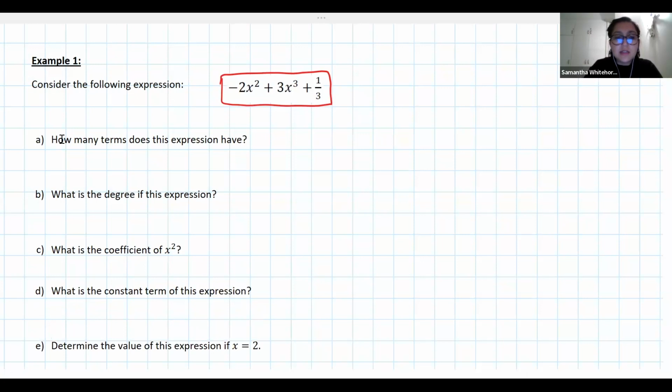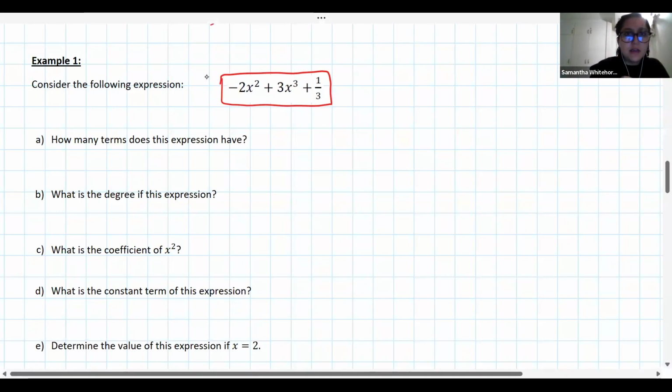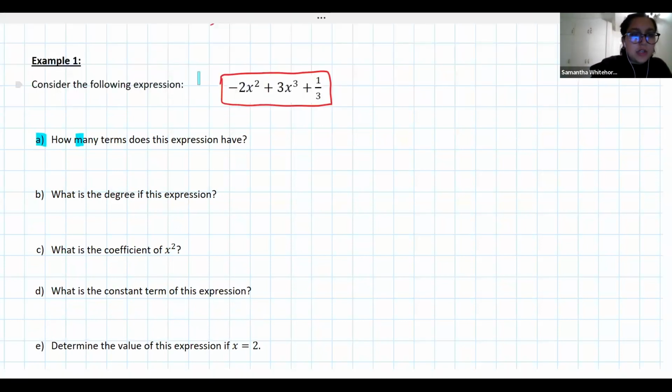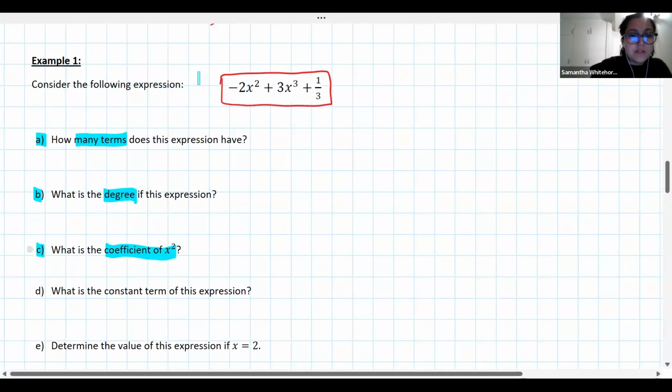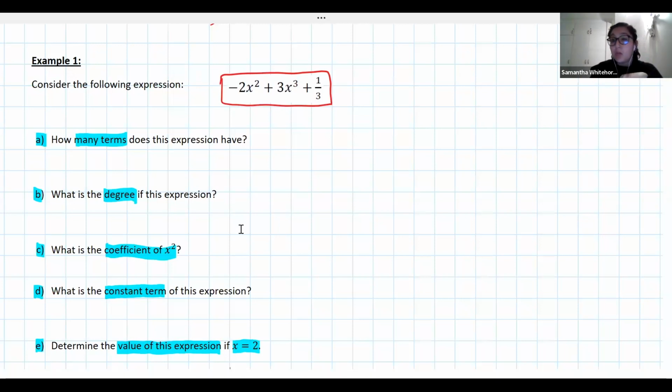I want you to answer these 5 questions for me. So the first one is, how many terms does this expression have? Okay, I'm going to try this again. So question A, how many terms? Question B, the degree. Question C, the coefficient of x squared. Question D, what is the constant term? Question E, I'm asking for the value of the expression if x is equal to 2. So on the chat, please make sure you answer with A, B, C, D, and E, so we know which answer is which.